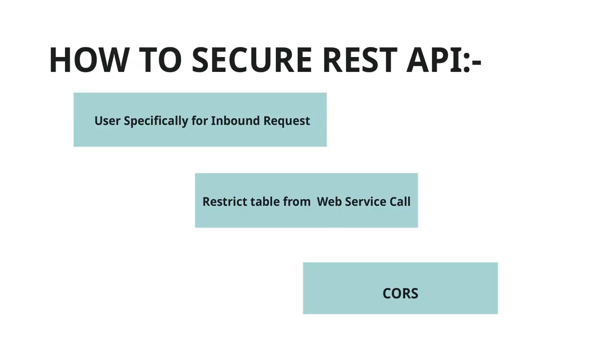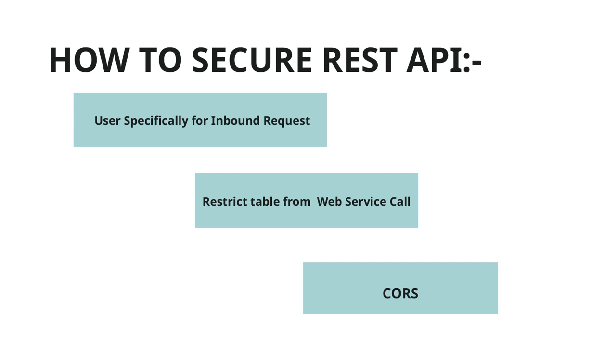All right, let's talk about how to secure our REST API effectively. First, one key point is to restrict the table from being accessed directly through web service calls. This means we need to ensure that only authorized requests can interact with our database tables, preventing any unintended or malicious access. Next, it's important to identify users specifically for inbound requests.